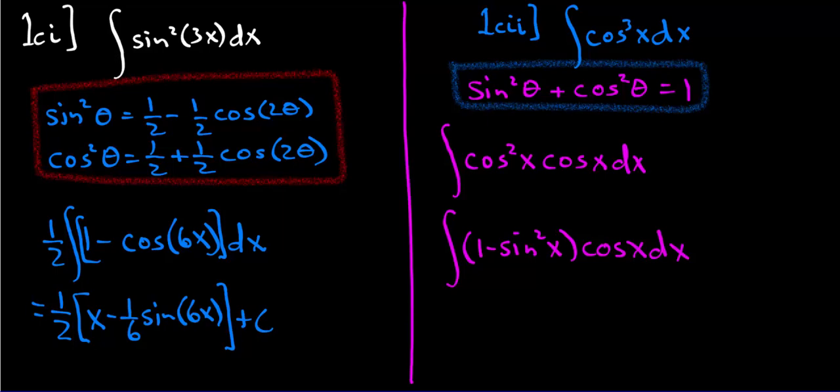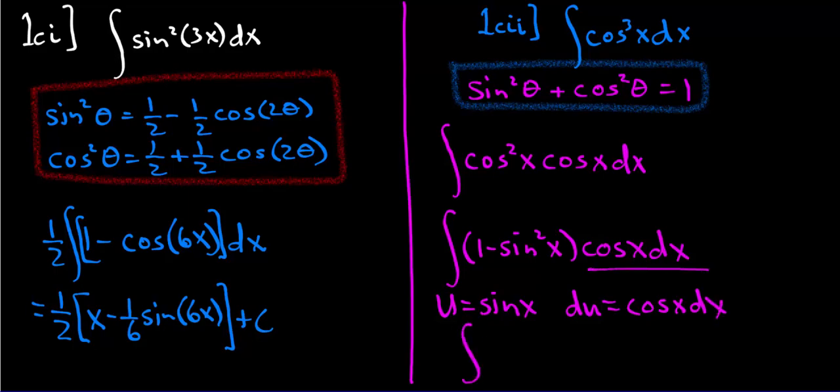Now notice, if I just let u equal sine x, then du is cosine x dx. Perfect. That's what that is. So now my integral becomes 1 minus u squared du. Very simple problem now. So this is going to be u minus 1/3 u cubed plus c. There we have it.